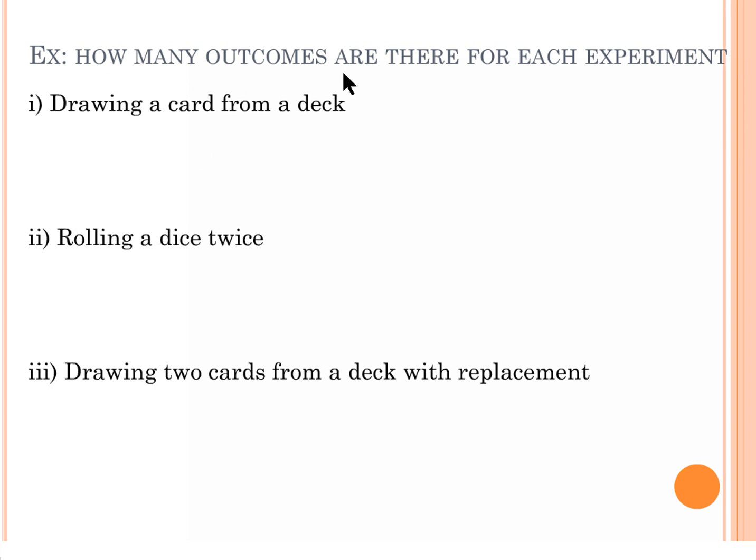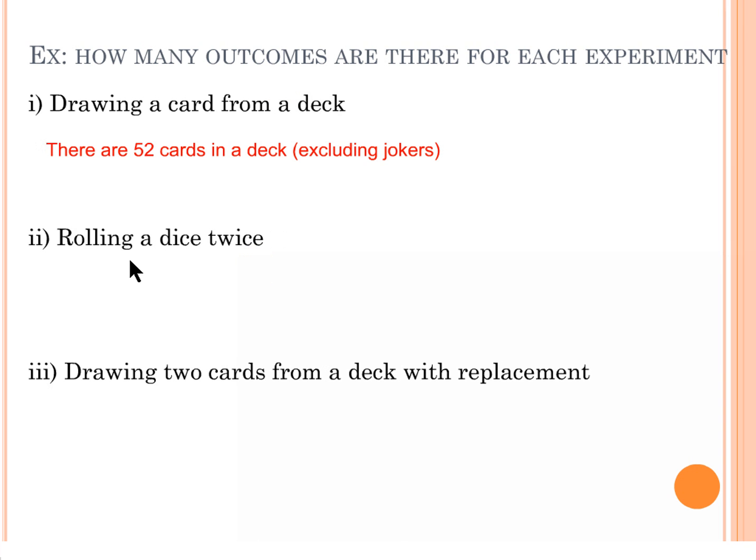All right, let's look at outcomes now. How many outcomes are there for each experiment? Drawing a card from a deck, rolling a dice twice, and drawing 2 cards from a deck with replacement. Okay, so if you're drawing a card from a deck, there are 52 cards in the deck excluding jokers. So there's basically going to be 52 outcomes.